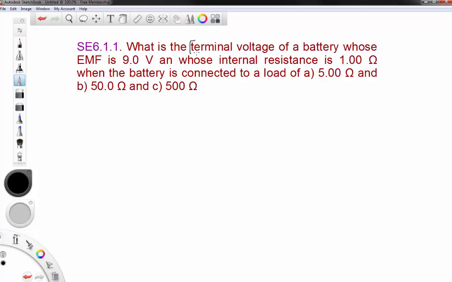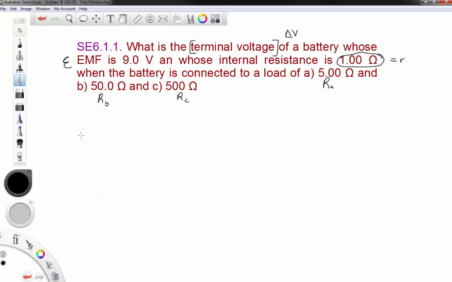So terminal voltage, we could represent as delta V, of a battery whose EMF, that would be epsilon, is 9.0 volts and has an internal resistance of 1.0 ohm, that would be little r. And we're doing this connected to three different loads. RA is 5, RB is 50, and RC is 500 ohms. So how do you get the terminal voltage?